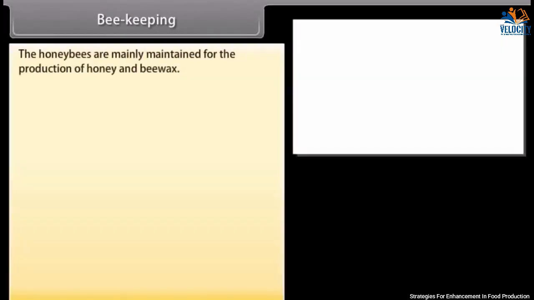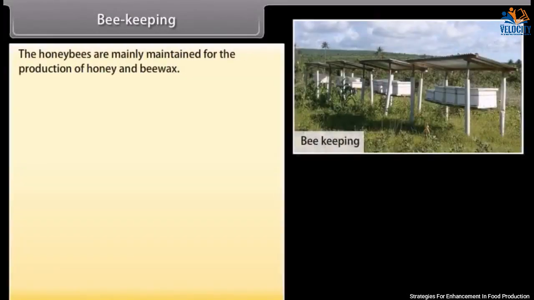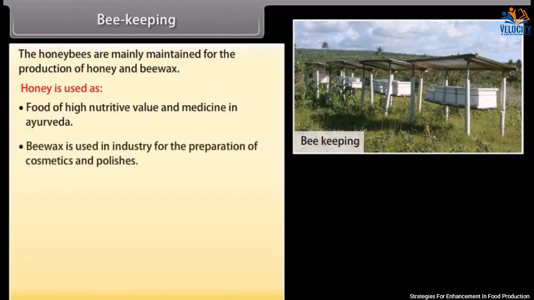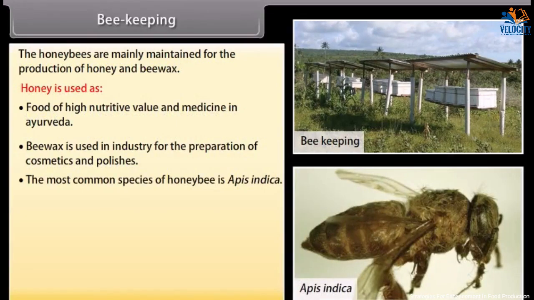Beekeeping. The honeybees are mainly maintained for the production of honey and bee wax. Honey is used as food of high nutritive value and medicine in Ayurveda. Bee wax is used in industry for the preparation of cosmetics and polishes. The most common species of honeybee is Apis indica.